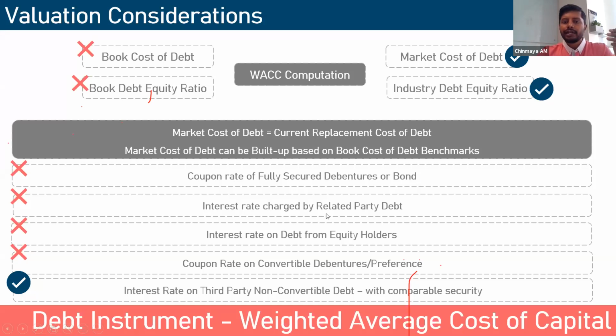And interest rate charged by related party debt. In case of a related party debt, we should not take that as a comparative. And in case of any debt from an equity holder, similar to related party, we should not take it as a comparative. And coupon rate for convertible debentures, if any is there in the market, then that also should not be taken. Only interest rate of a third party non-convertible debt with comparable security or no security only should be taken as comparable rate for the computation.